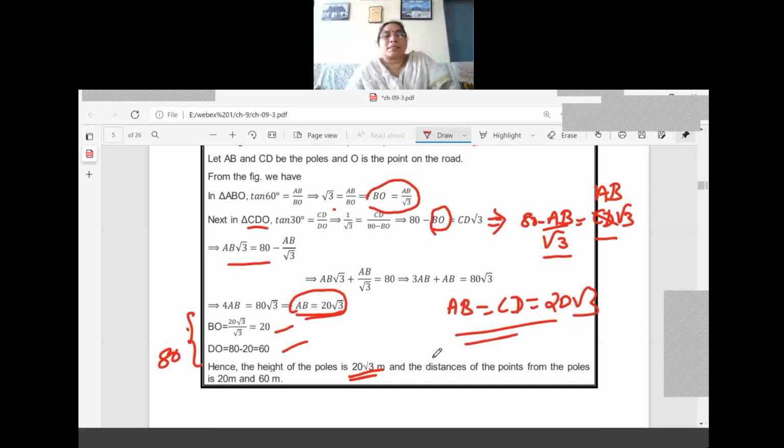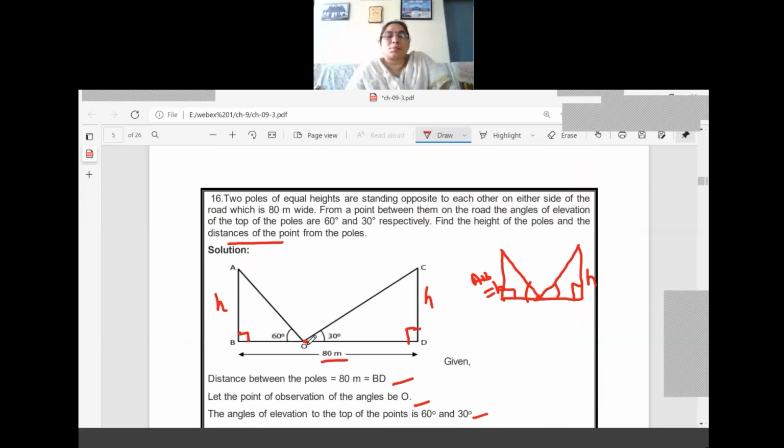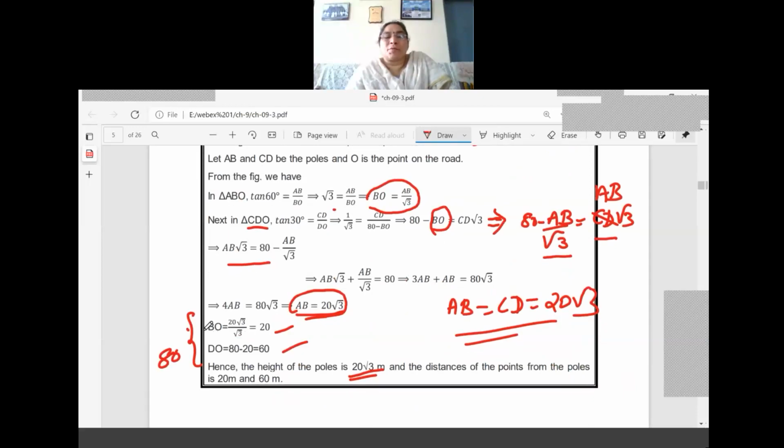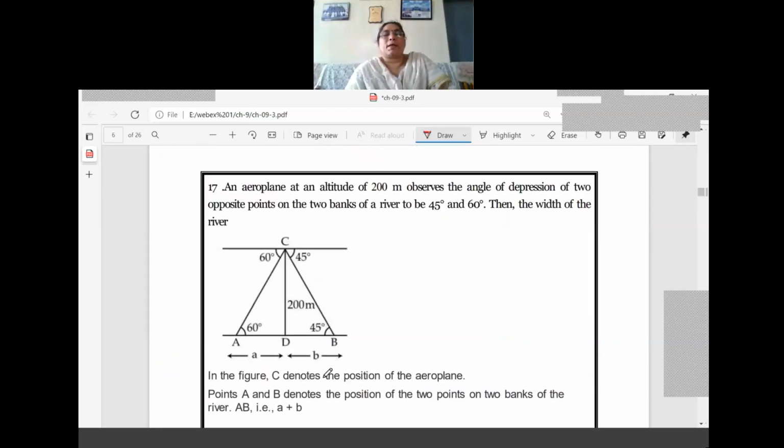Now what is the next step? What is the distance of this point from the poles? That means BO we should calculate and OD we have calculated. So what is the first step we are calculating? BO we are calculating first, that is equal to 20, because we already have the formula here, right? Now after that DO should be calculated. DO equal to 80 minus 20 equal to 60 only. So these are the two questions asked in this question. Okay. Next also depression question only.